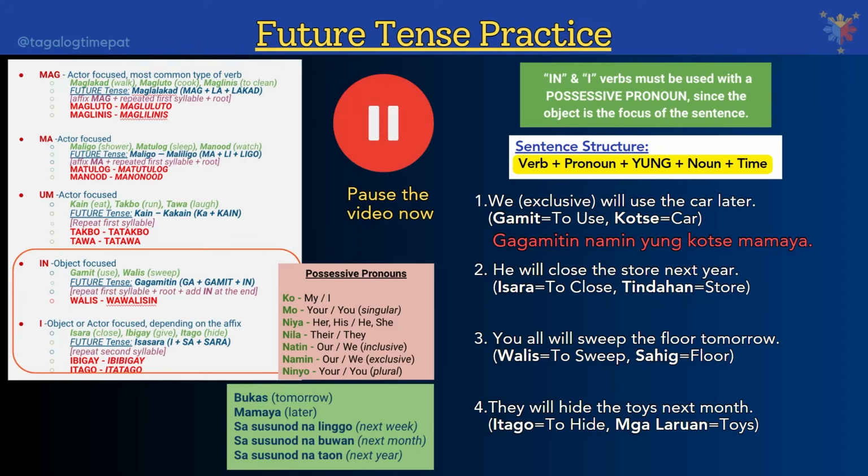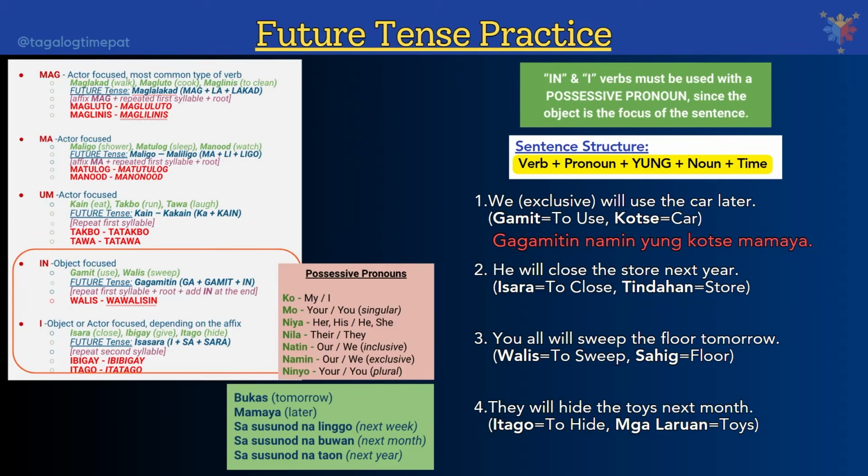You give it a try. You can pause the video now. You try 2, 3, and 4. Just plug in the vocabulary into the sentence structure and then use the conjugation patterns for in and e verbs. Go ahead and do that and we'll check it in just a bit.